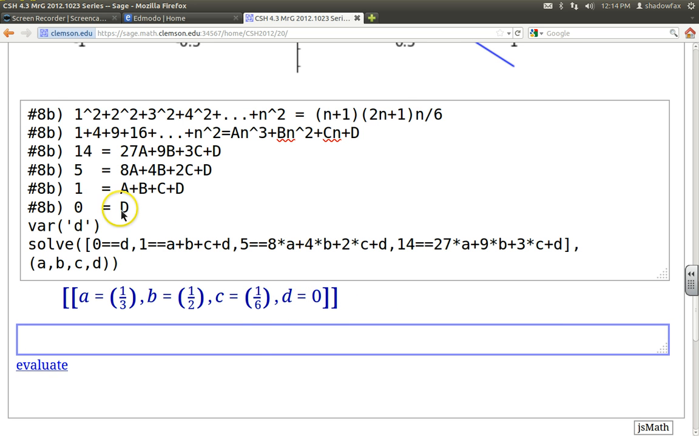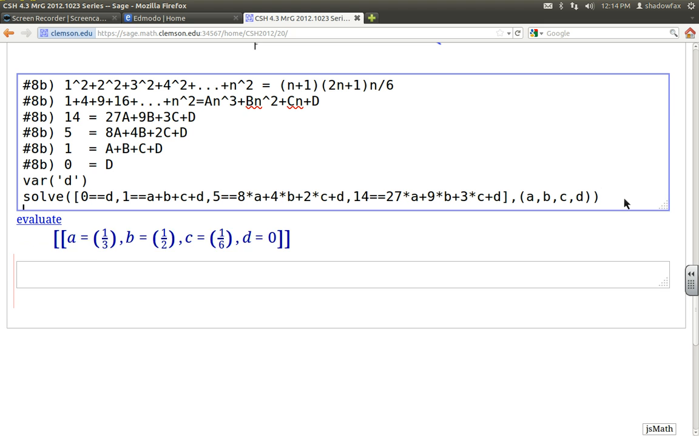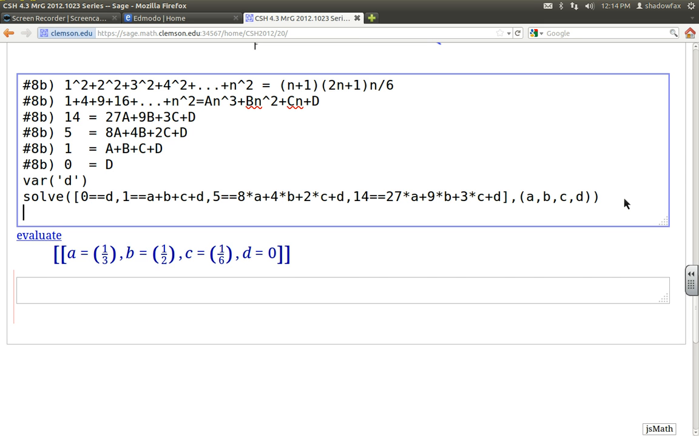So we knew d was 0, right? We knew that. But now a is a third, b is a half, and c is a sixth. So if a is a third, you got n cubed over 3, or 1/3 times n cubed. If b is a half, you got 1/2 of n squared, or n squared over 2. If c is a 6, you got 1/6 of n, or n over 6, and d is 0. Let's write that out. N cubed over 3 plus n squared over 2 plus n over 6, and that's it.